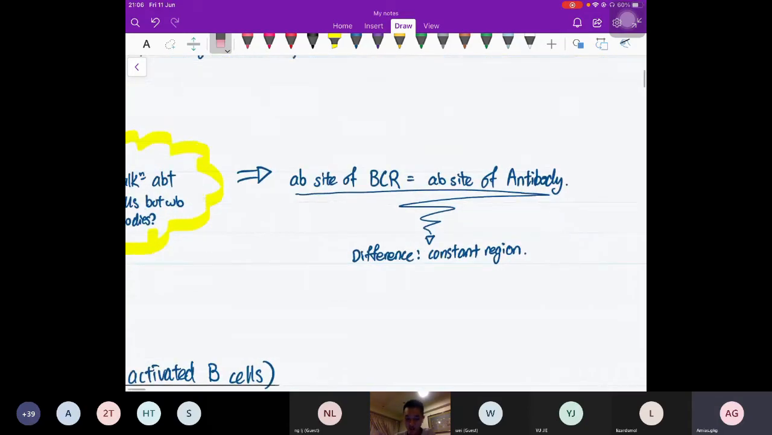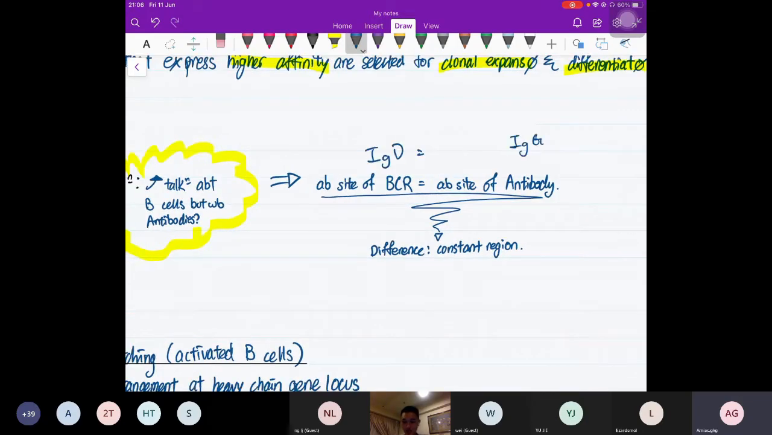Okay. So the antigen binding site of your B cell receptor or your IgG, your IgD, okay, I should write it down here. Your IgD is equal to the antigen binding site of your IgG. Okay, they are just different classes of antibodies, and the difference between your different classes of antibodies, like we talked about just now, is just your constant region.